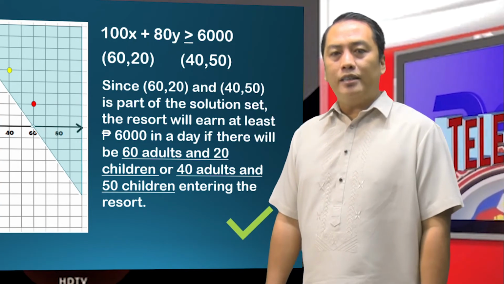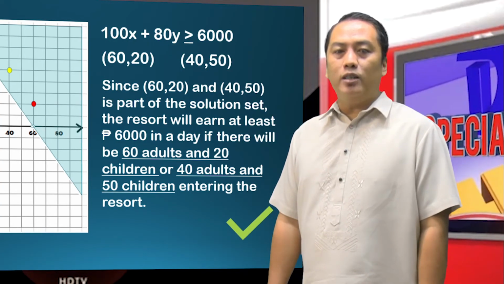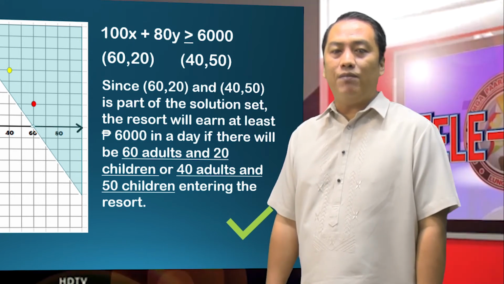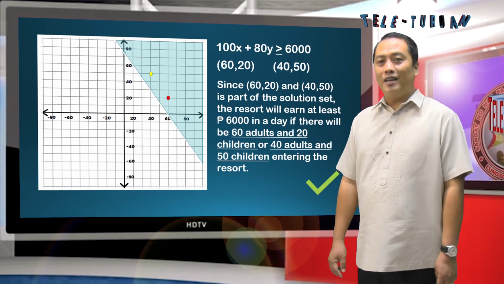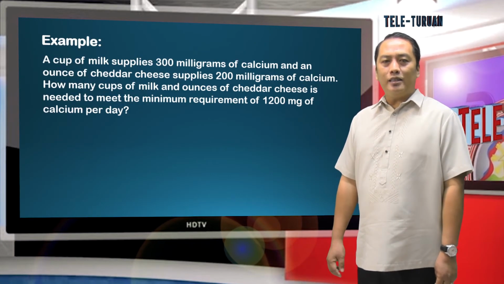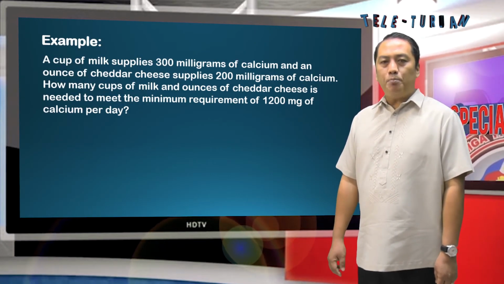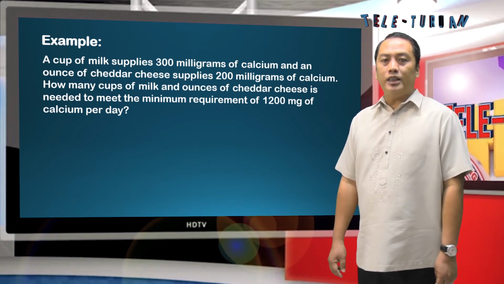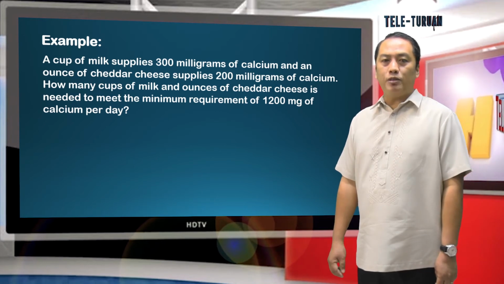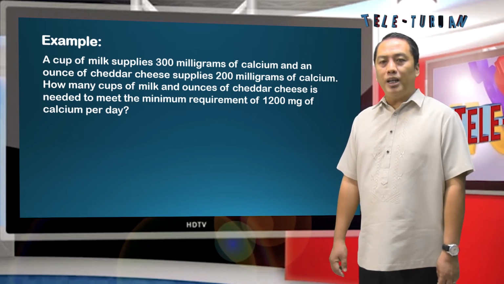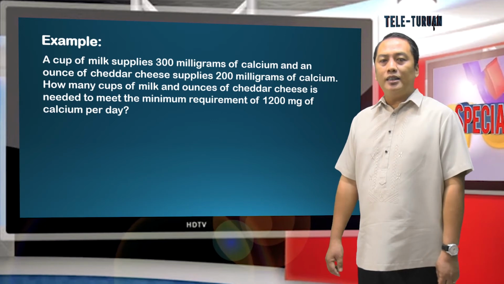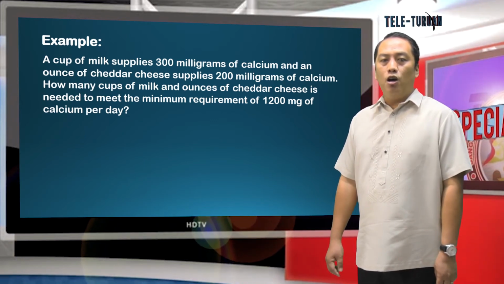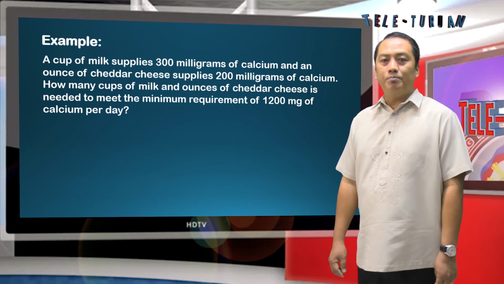Again, to check your answers, substitute the value of x and y in the inequality with the ordered pair and see if it satisfies the given inequality. Easy, right? Let us look at another example. A cup of milk supplies 300 milligrams of calcium and an ounce of cheddar cheese supplies 200 milligrams of calcium. How many cups of milk and ounces of cheddar cheese is needed to meet the minimum requirement of 1,200 milligrams of calcium per day our body needs?